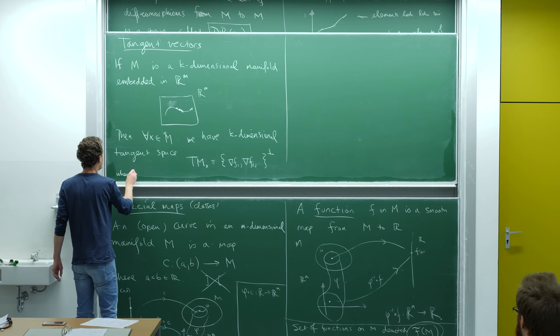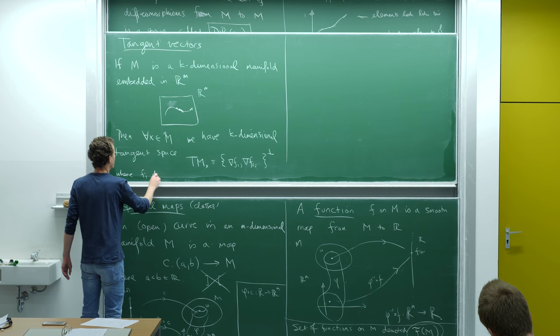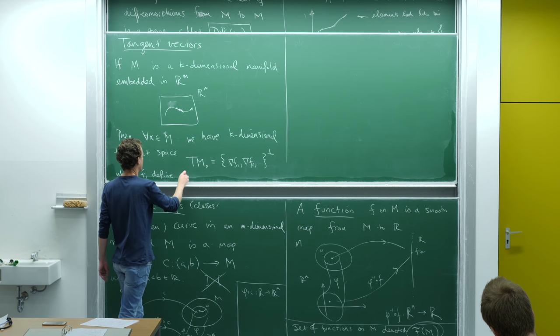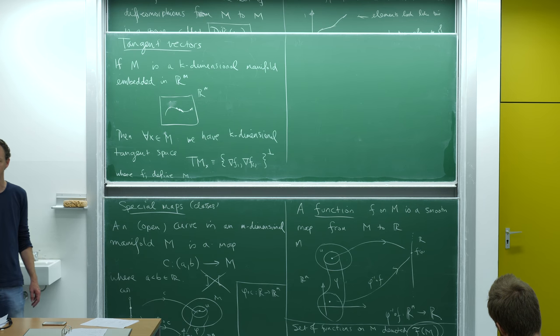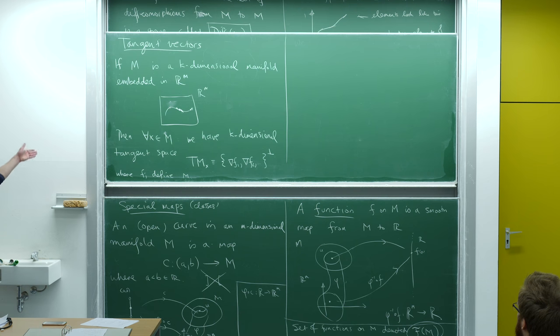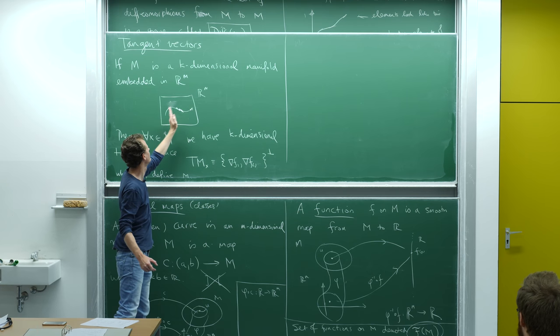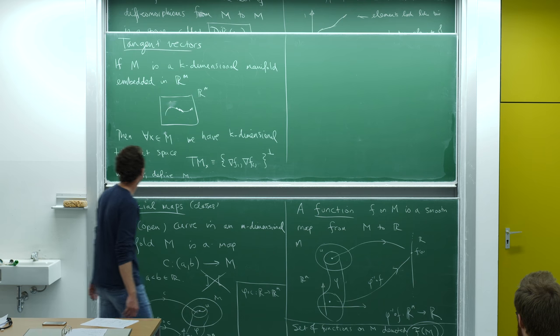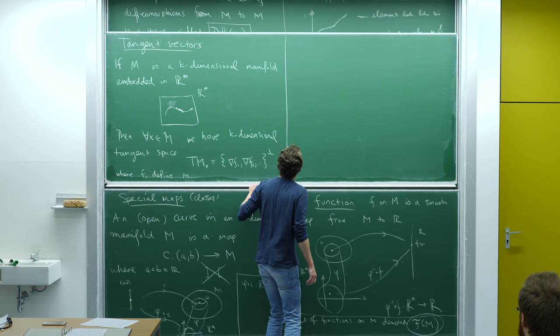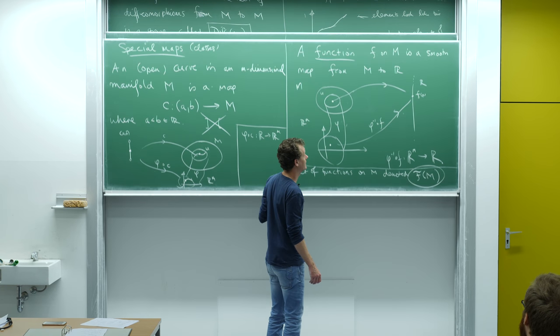Where the f_j define M. They're the defining functions for M. So that's one notion of what it means to be a vector on a manifold. We say a vector is a tangent vector if it's complement to all the normal vectors. And we'll just do an example just to get some sense of how it looks.